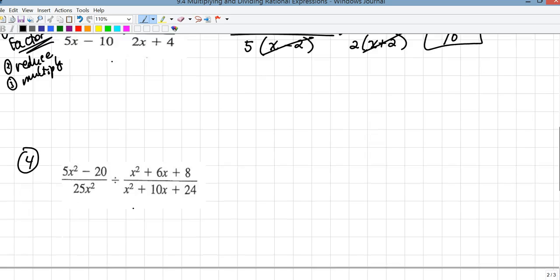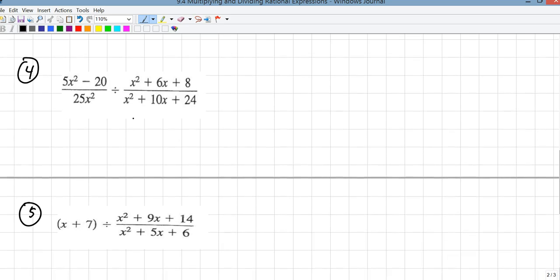Okay, let's do another one. Okay, so number 4 is not talking about multiplying. Notice the operation says to divide. So we remember that when we divide fractions, we don't divide fractions, we multiply by the reciprocal.